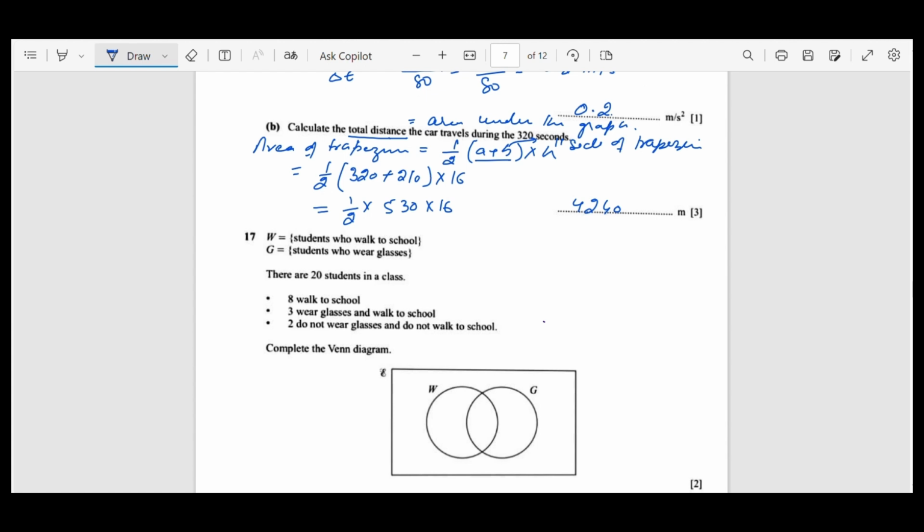Next, question number 17. W is the students who walk to the school, and G the students who wear glasses. There are 20 students in a class. So 8 walk to the school, that is W, and 3 wear glasses and walk to the school, that means it is W intersect G, and 2 do not wear glasses and do not walk to the school, so it is outside. So 2 will be here in the universal set, right? And in the intersection it is 3.